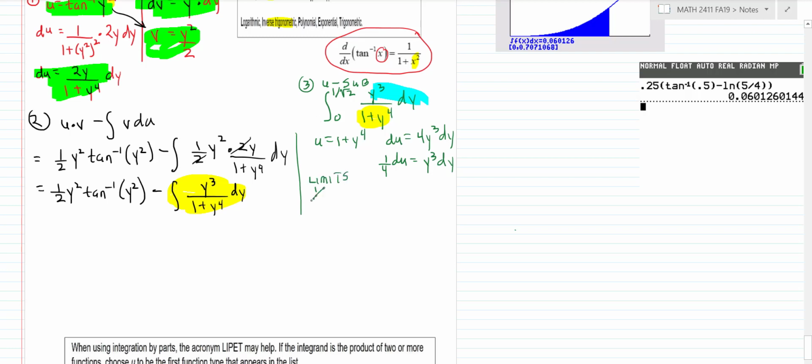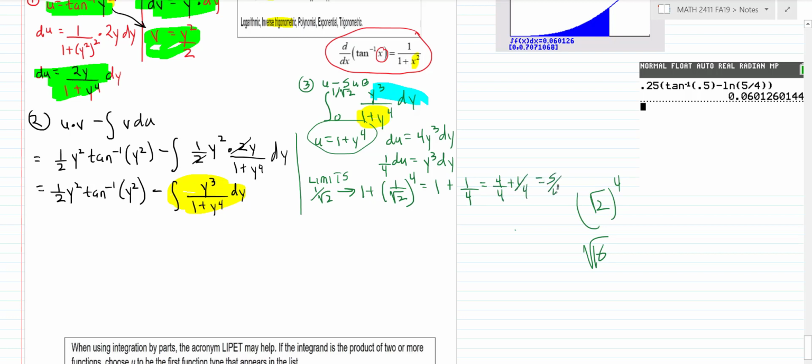Okay, so the upper limit is 1 over square root of 2. Plug that into your u substitution, so you'll have 1 plus (1 over square root of 2) to the fourth. So that's going to be 1 plus 1 over, and see, the square root of 2 to the fourth is the square root of 16. So that would be 1/4. Now if you put that together, that's 4/4 plus a fourth. So that becomes 5 over 4. Okay, so we can go ahead and do that then.